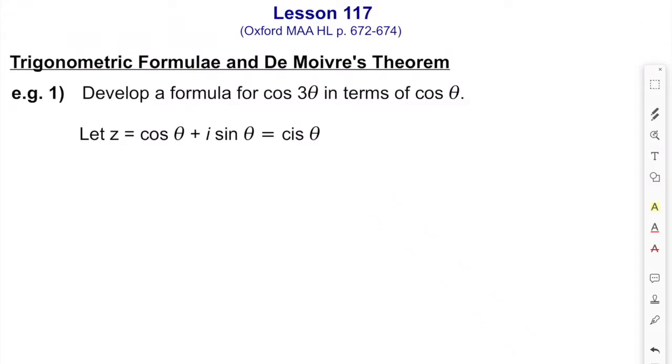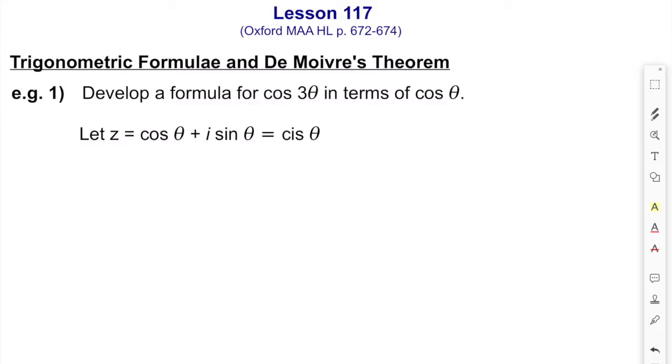Lesson 117. In this lesson, we're going to look at some applications of De Moivre's theorem and how it can be combined with trig formulae to solve certain types of problems. Here is example 1. Develop a formula for cosine 3 theta in terms of cos theta.